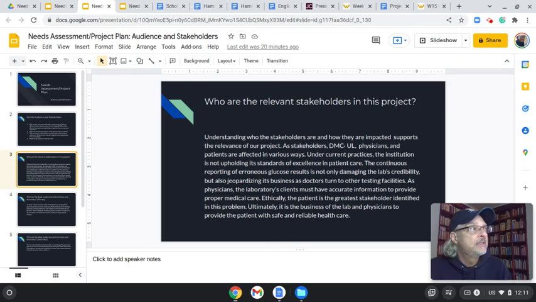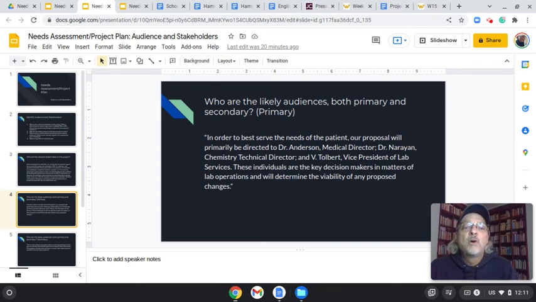So what I like about this is it really starts to describe and paint a picture. Of course, I like the fact that ultimately the greatest stakeholders are the patients because they need the accurate information, but there are these other people involved in this process, and they are relevant as well. So then it said, who are the likely audiences, both primary and secondary, right? So we've got your immediate ones, you have secondary, maybe ancillary ones, but I like how they did this.